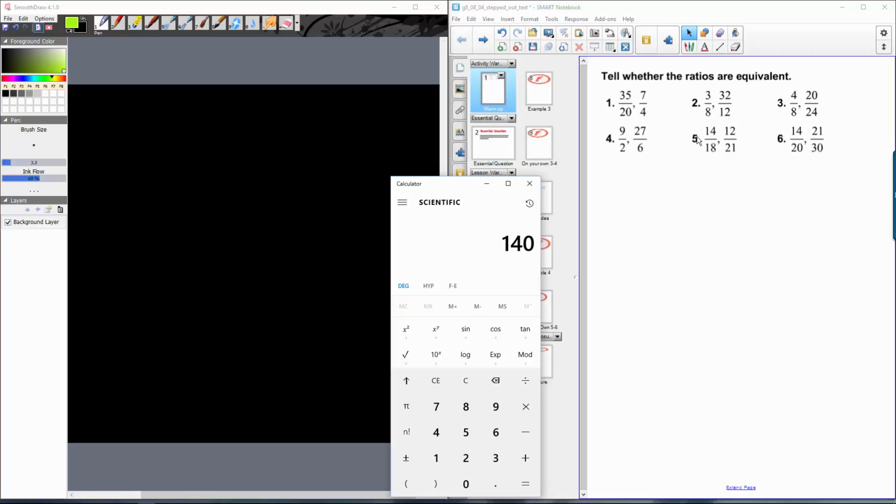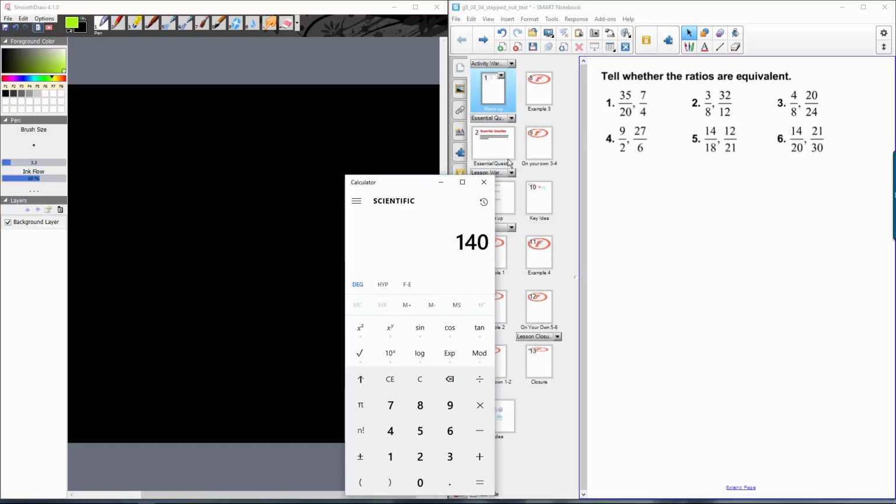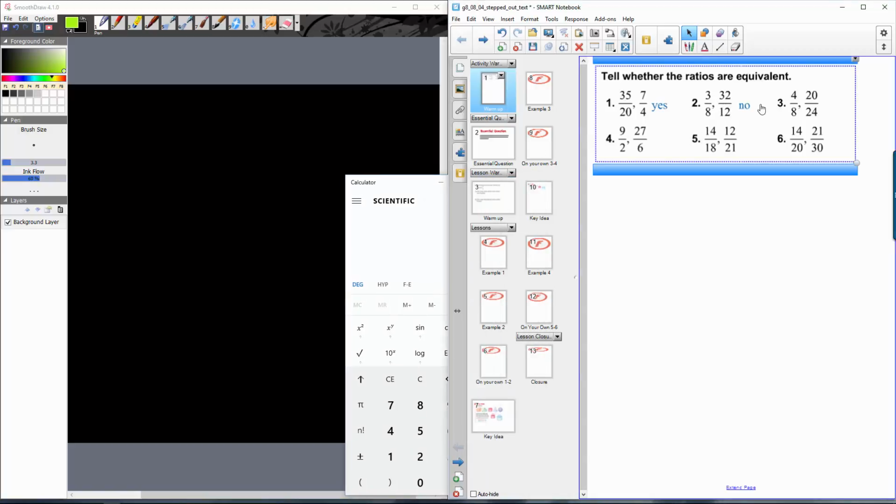So pause the video, try to solve for these. All right, so let's go through. So the first one is yes. The second one is no, no, yes, no, and yes.